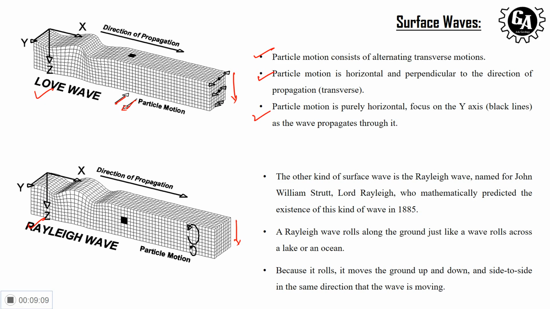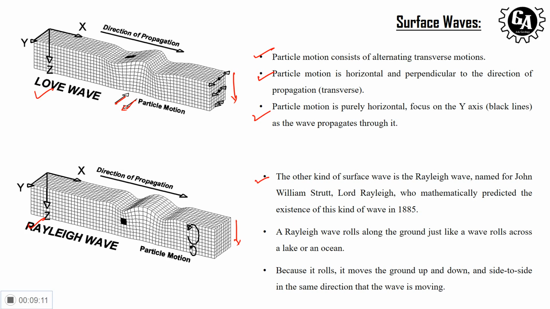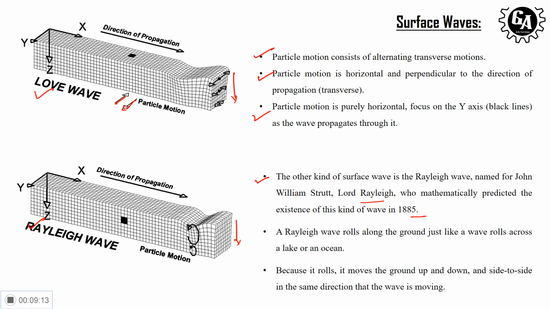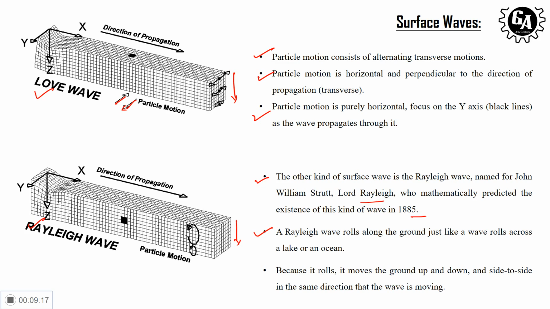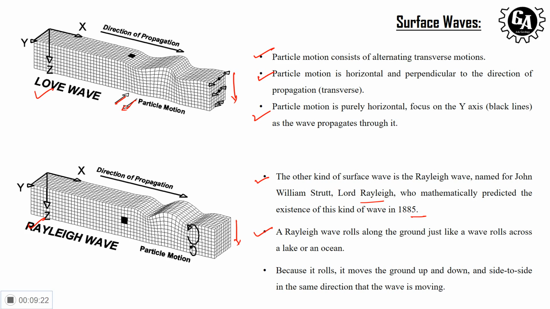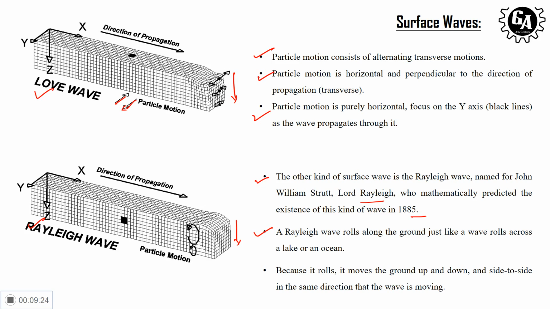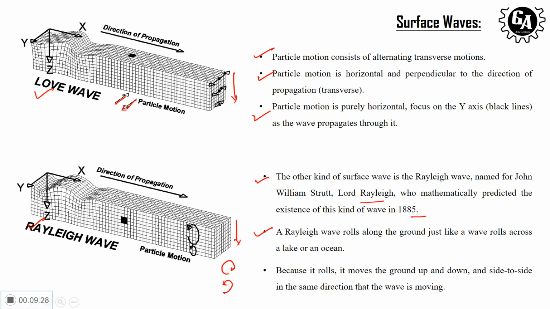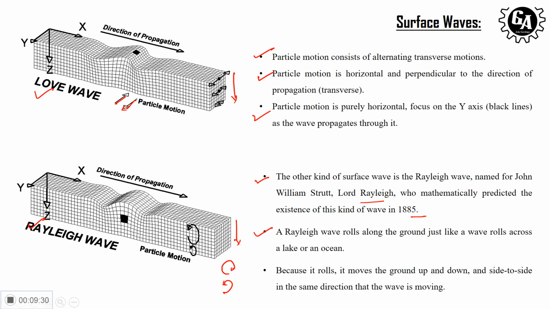The Rayleigh wave was found in 1885 by Lord Rayleigh. The wave rolls along the ground just like a wave rolls across a lake. This is retrograde elliptical motion. This is prograde, this is retrograde, which is anti-clockwise motion. So this is all about today's class.